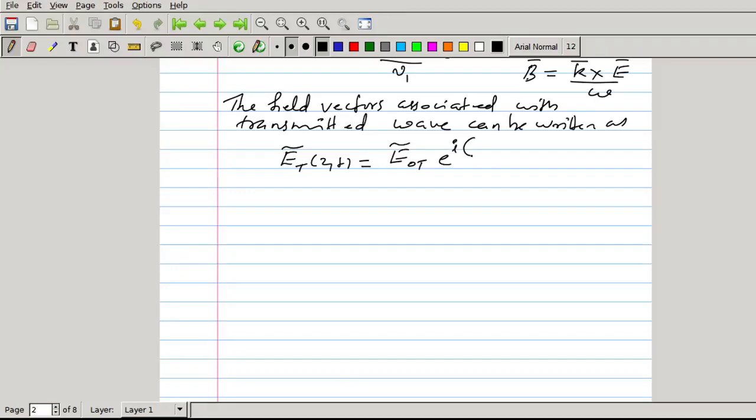e raised to i. What is the wave vector for the transmitted wave? It is transmitting through the second medium, so the wave vector is k2. So it is k2 z minus omega t. It is along the x direction.